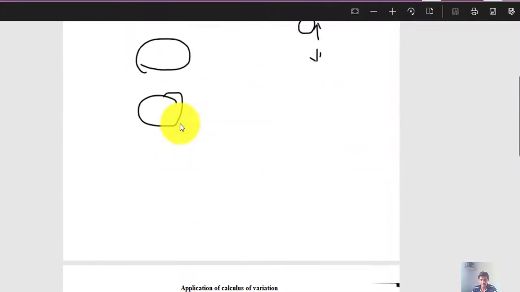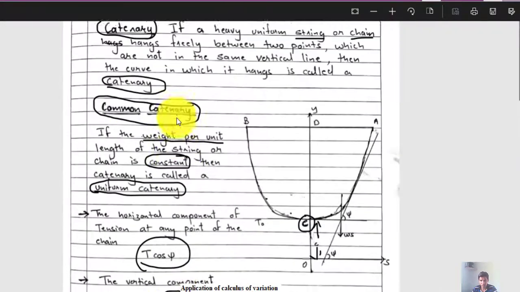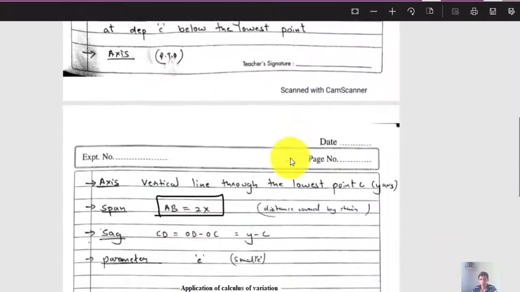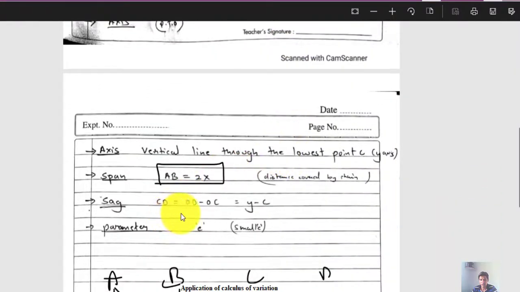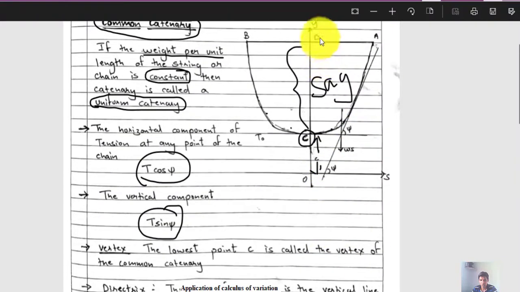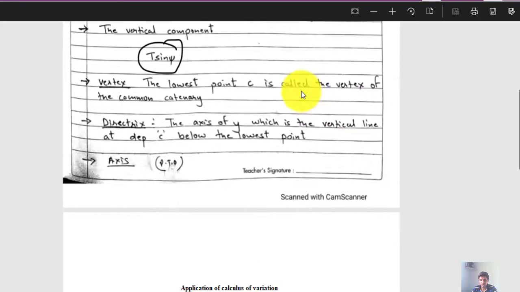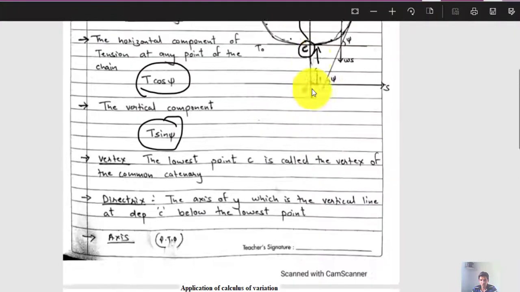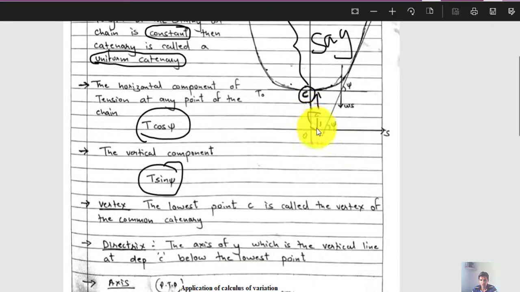Sag is nothing but this distance. Where is my figure? Yeah, this distance is called the sag. This sag is calculated as OD minus OC. So this complete OD minus OC will give you the sag. And the parameter c, which is small, is the distance from here to here, okay, fine.